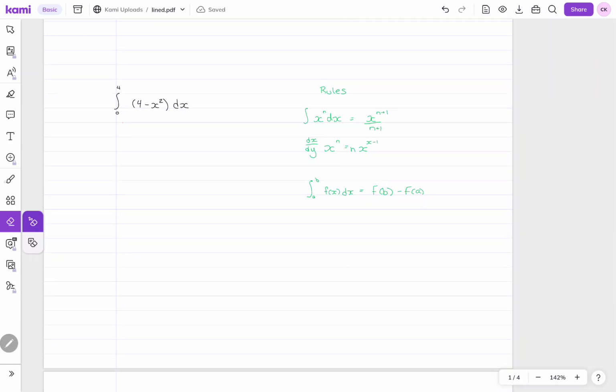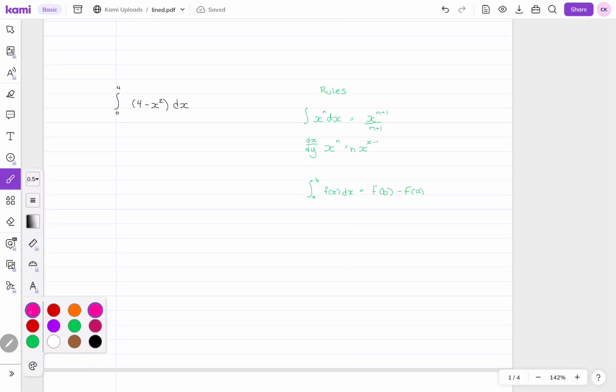All right, so let's work through this problem here. We're going to apply this rule here. When we're looking at just a constant, remember this has an invisible x to the 0 beside it, because x to the 0 is just 1. Anything to the power of 0 is just 1.